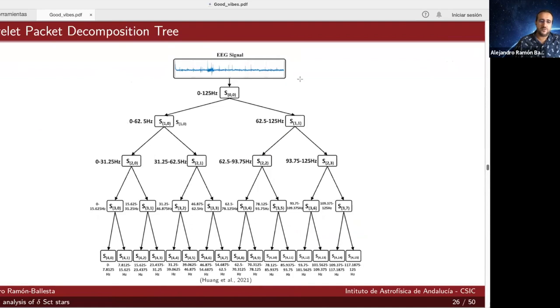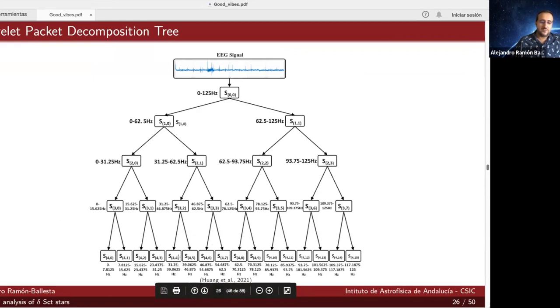It's quite used in the neurosciences. It's not used in other sciences, but it could also be useful. One of the advantages that this decomposition has is that in the end we have equally spaced frequency bands. So from a signal that goes in a frequency range, we will have in the end, depending on the level of decomposition, sub-signals with the information of the frequencies in that band.